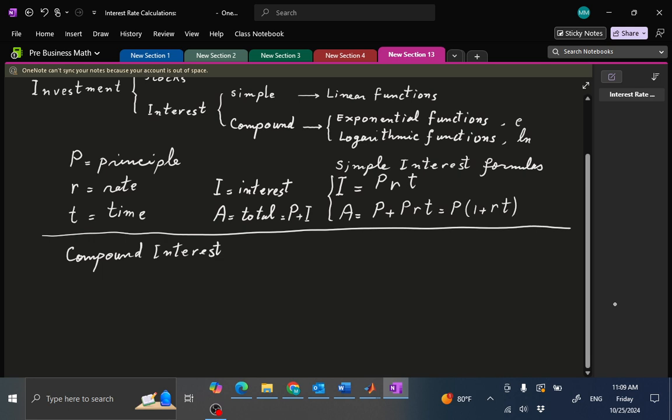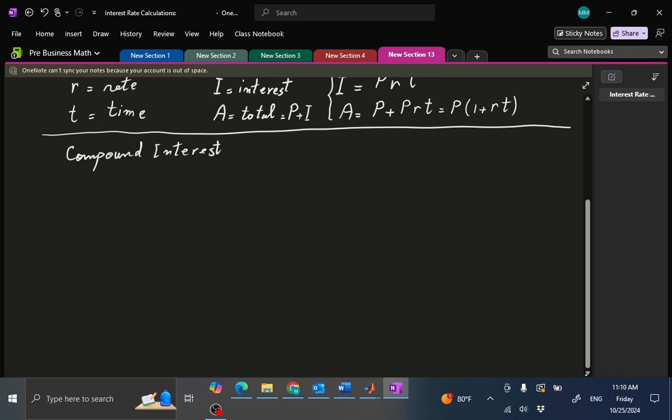So we are going to have additional new terminology. One of them is the so-called nominal interest rate, and the other is the so-called compounding period. So we are going to have R as our nominal interest rate, and then the number of compounding periods.